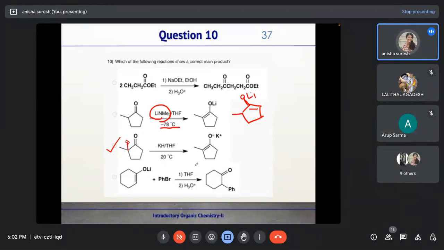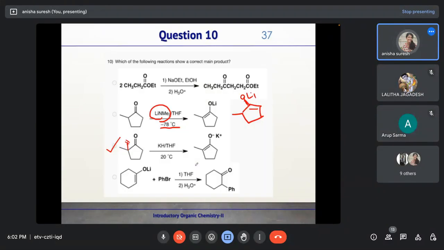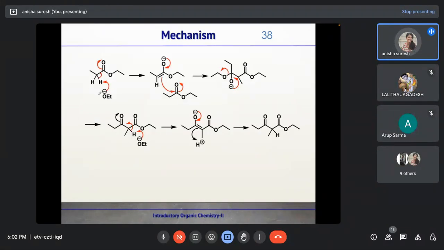Now we will see the mechanism for each of these reactions. So the first reaction is Claisen ester condensation. Here OEt minus will abstract this proton, giving rise to this enolate. Once this comes back, this carbon-carbon double bond will attack this carbonyl carbon, giving rise to this tetrahedral intermediate. Now once this O minus falls back, this OEt minus will be removed, giving rise to this product.